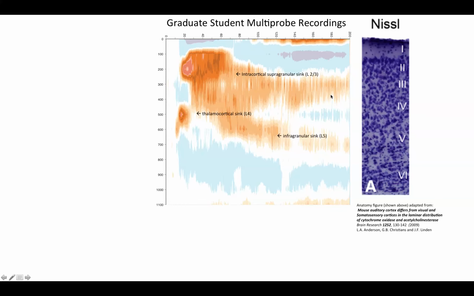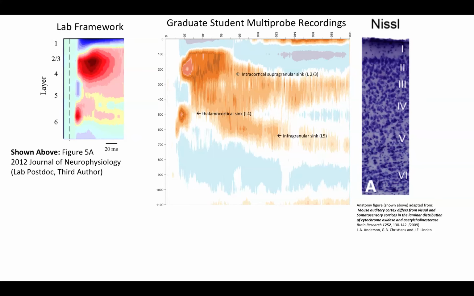That way, other scientists could look at the patterns and decide for themselves what it was that they saw in the data. And what I saw in the data was that here's an early sink in the middle layers at a depth of 500 microns in layer 4. And then there's later activity up in layer 2, 3, followed by activity in layer 5. And this is, of course, the canonical cortical microcircuit.